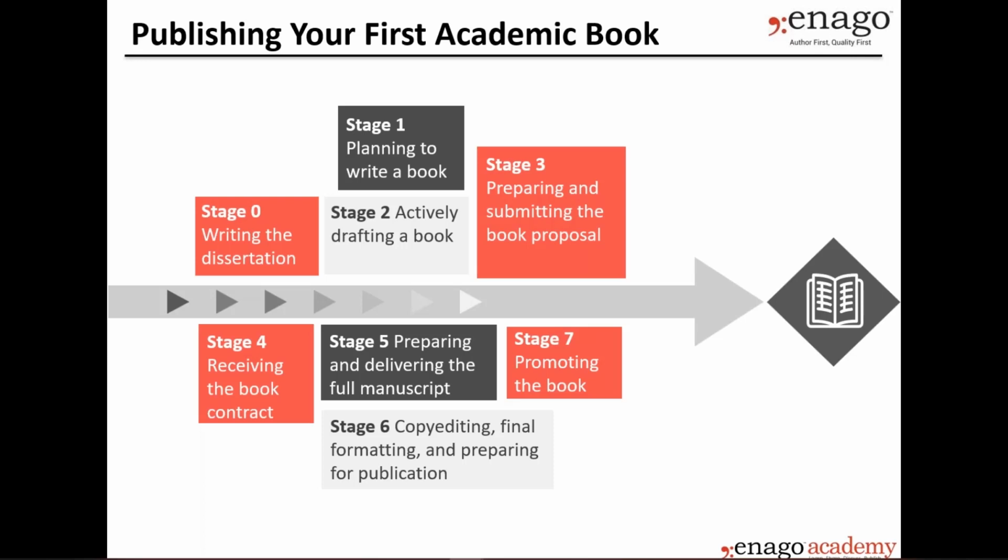Then comes stage 2, actively drafting a book. Stage 3, preparing and submitting the book proposal. Stage 4, receiving the book contract. Stage 5, preparing and delivering the full manuscript. And stage 7, finally promoting the book. And we will go through basically all these stages. I missed stage 6, copy editing, final formatting, and preparing for publication. This is certainly also necessary in order to have a well done book. So I will go through all these different points throughout this webinar.